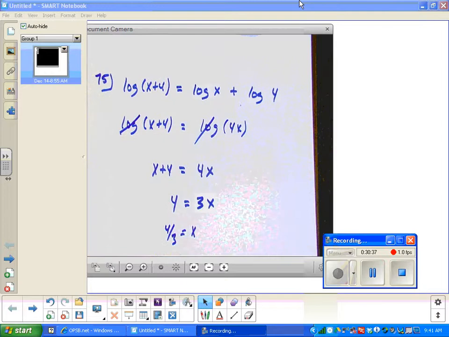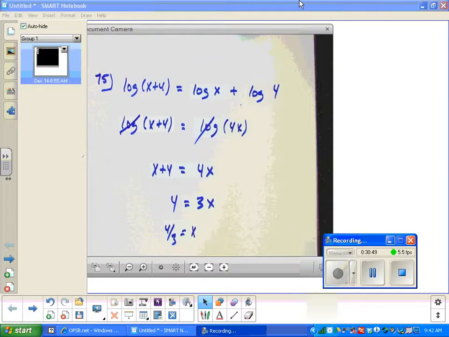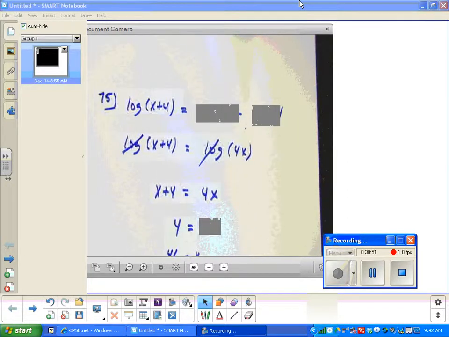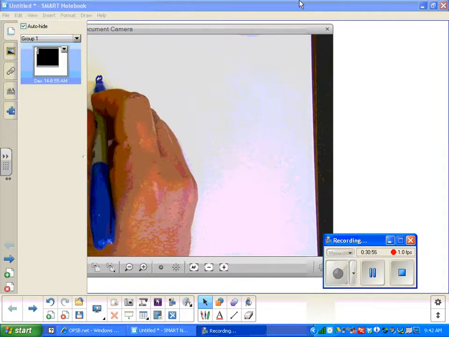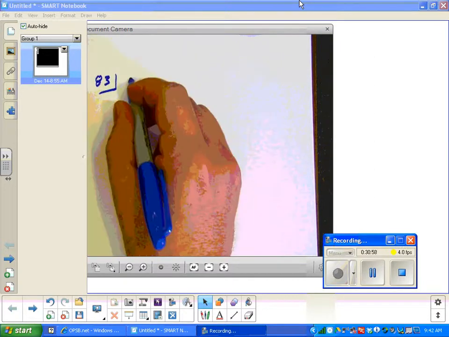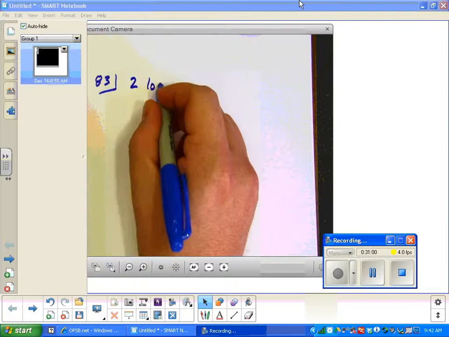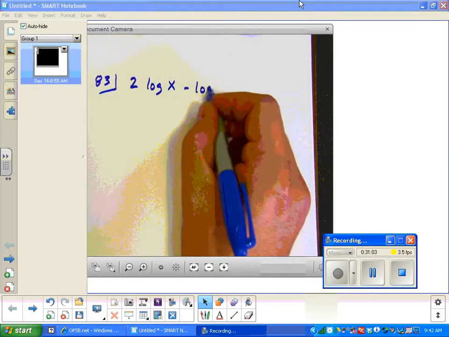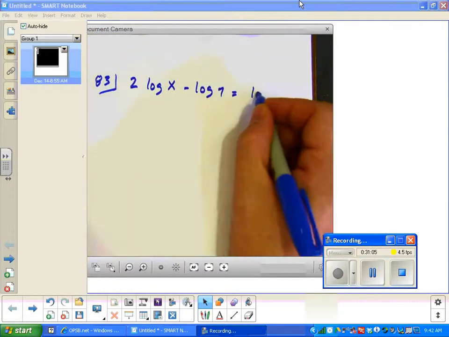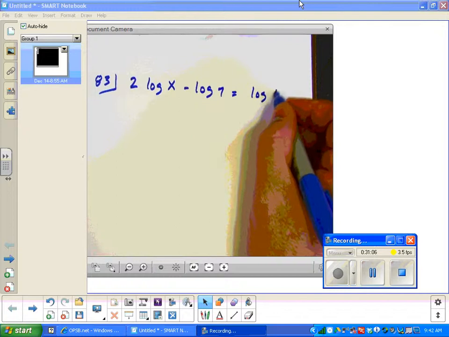Okay, now, let's maybe try one more like that one. All right, let's look at number 83. I think we need to do like 2 more here and we'll be good. All right, this one's got 2 log x minus log 7 equals log 112.